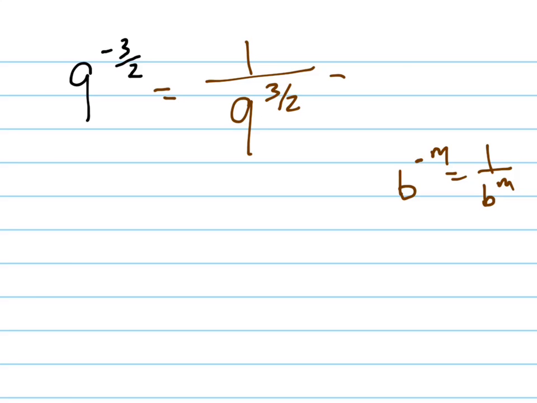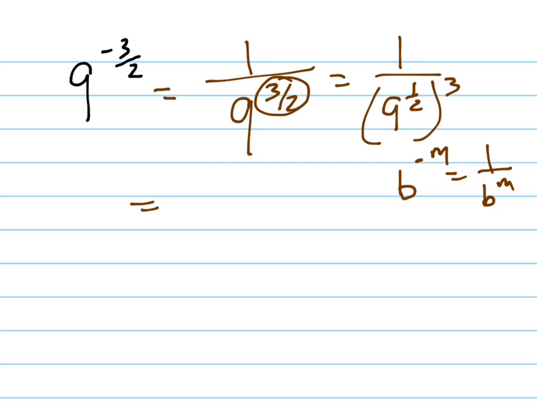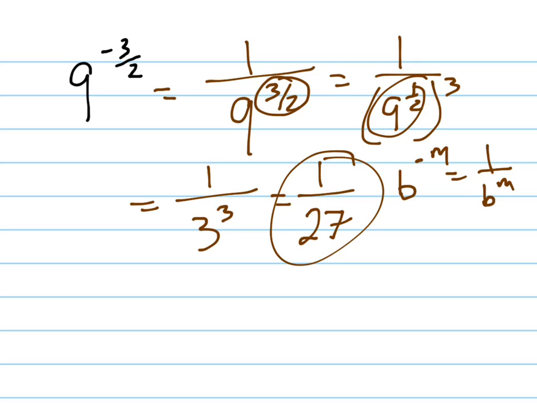Now, 9 to the 3/2 is equal to, I'm going to split 3/2 up into 1/2 and 3, because I can take the 1/2 power of 9. What's the 1/2 power of 9? In other words, what's the square root of 9? 3, and so that's just 3 cubed. And what's 3 cubed? 3 times 3 is 9, times 3 is 27. There's your answer.